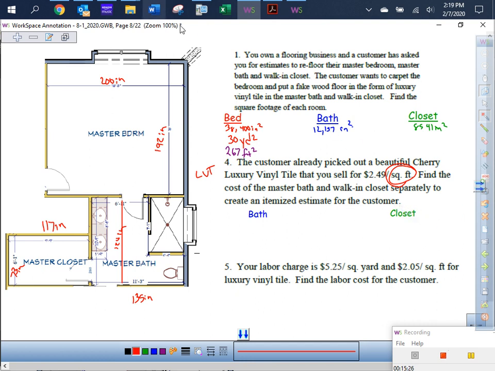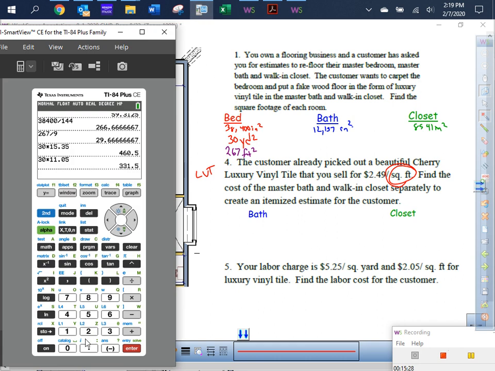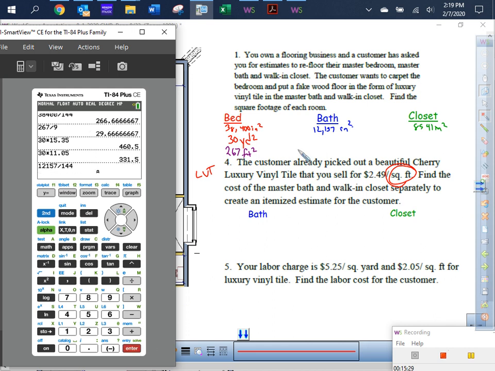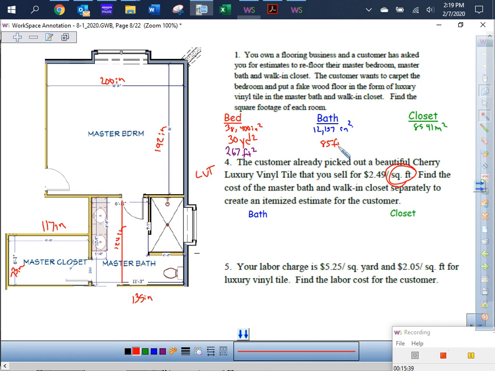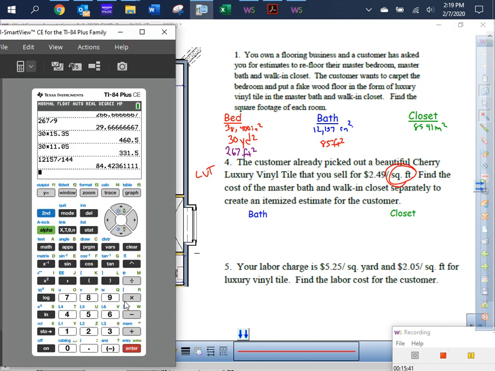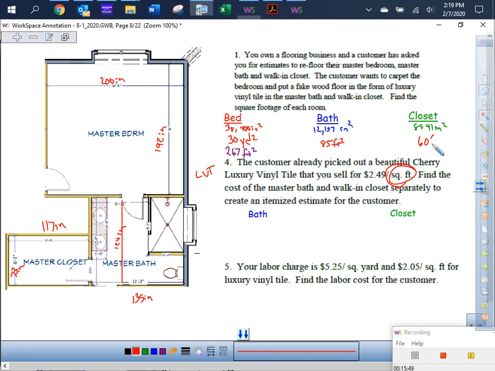So remember, we already had these numbers. I don't want to go back, I'll just figure them out again. It was 12,157 divided by 144. This was 85 square feet. And the closet, you have it, 8541. Sorry guys, I know you already have it, but I don't want to go back through slides. It was 60 square feet is what we called it.